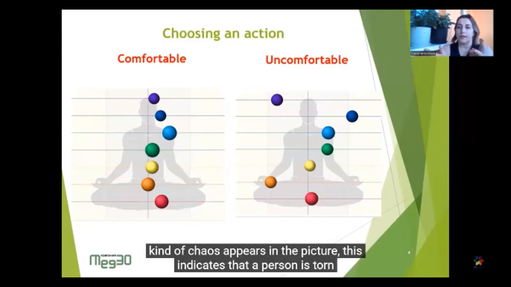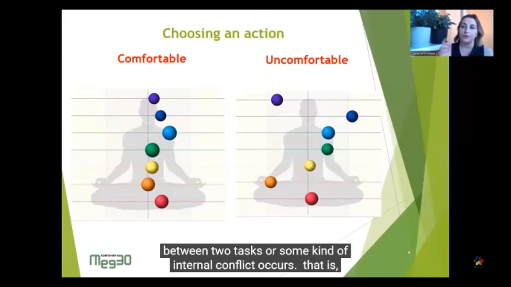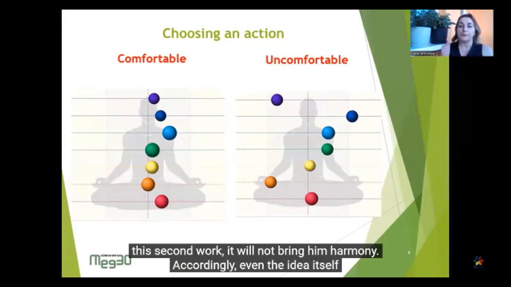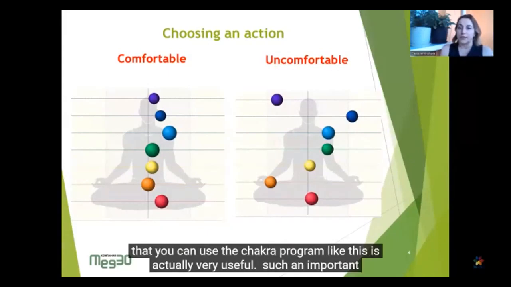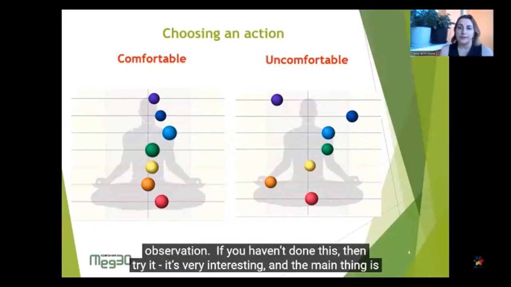When such things happen in the chakra picture, this indicates that a person is torn into pieces between two worlds and some kind of internal conflict occurs. This second job will not bring him harmony. Accordingly, even the idea itself that you can see this on the chakra program is actually very useful. Just looking at this, you can understand that it's not giving harmony.